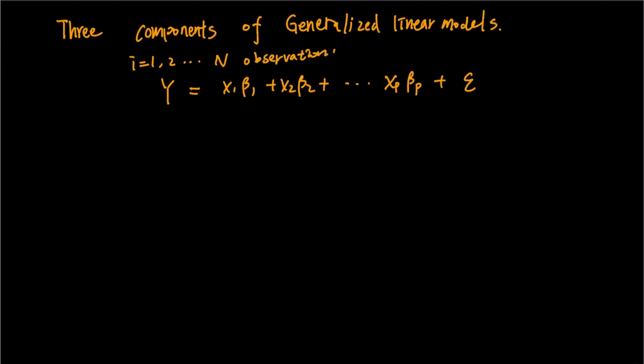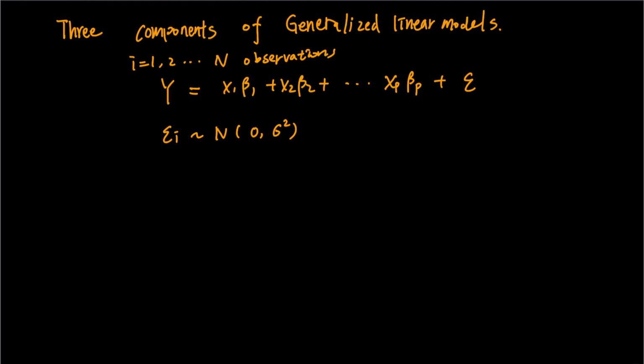So we know that epsilon i follows normal distribution or Gaussian distribution with mean zero and variance sigma square. That's one assumption we have.